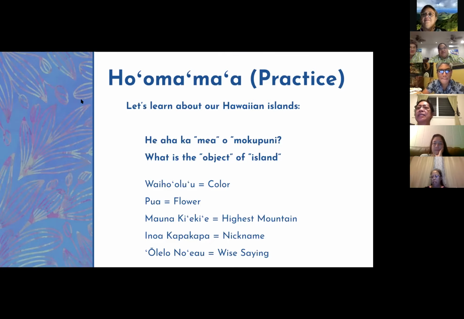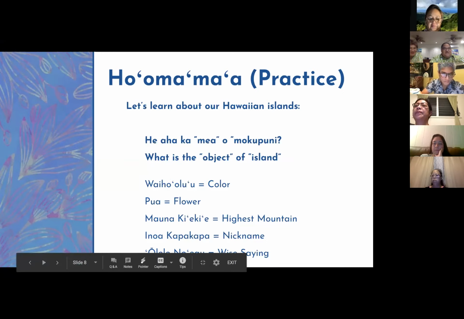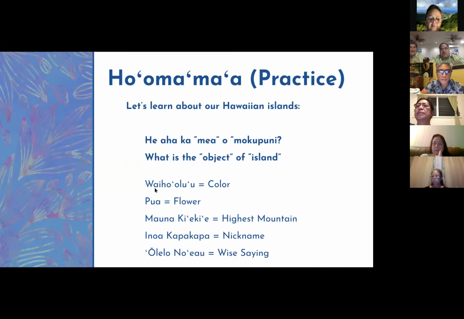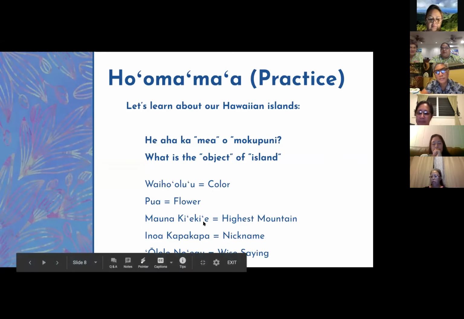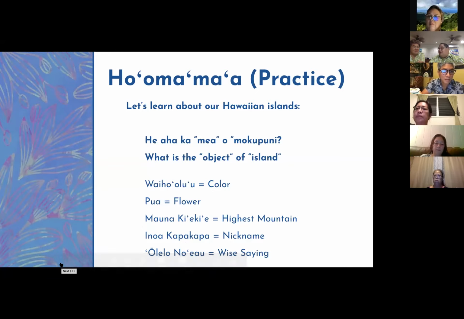We're going to talk about the different islands, and we're going to ask the question, he aha ka mea o ka moʻokūʻauhau, so what is the object of a certain island? And the objects that we're going to talk about are waihoʻoluʻu, which is your color, pua, which is the flower, mauna kiʻekiʻe, the highest mountain, inoa kapakapa, your nickname, and ʻōlelo noʻeau, which is a wise saying.